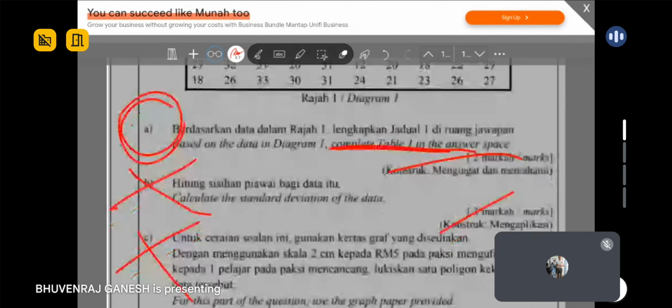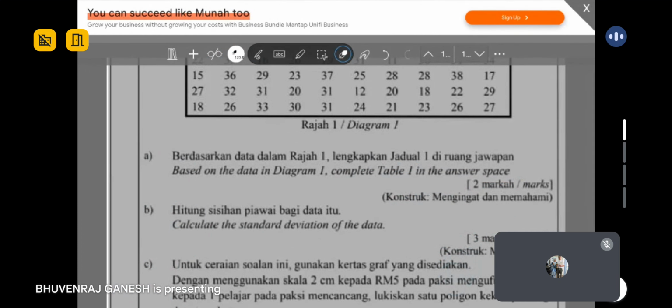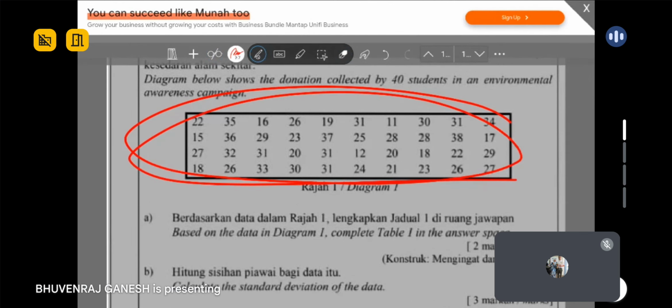So untuk bahagian A, bila kamu nampak soalan suruh lengkapkan jadual, hati-hati sangat. Jangan buat try. Don't make careless mistakes. Because you have 40 numbers here, guys. You're going to fill in 40 numbers inside the table. So if you write your frequency wrongly, gone. Habis. Even one frequency wrong is gone already. So make sure you're careful when you see this kind of question.